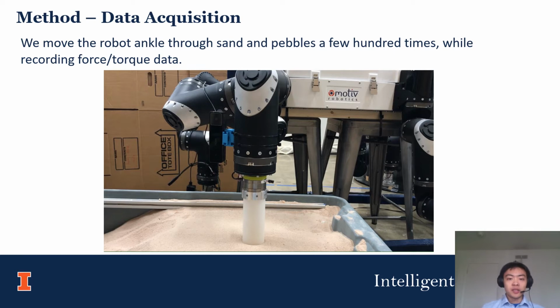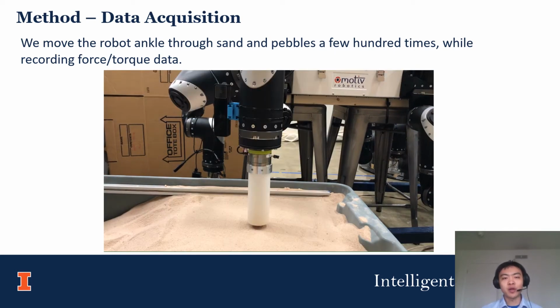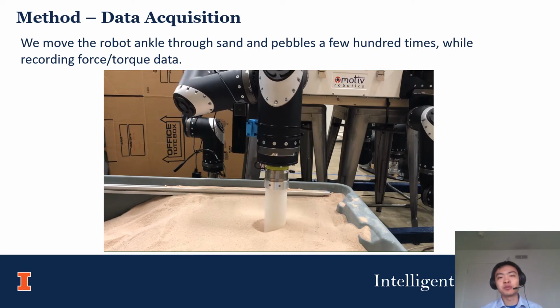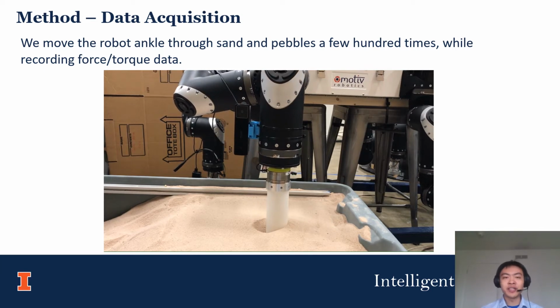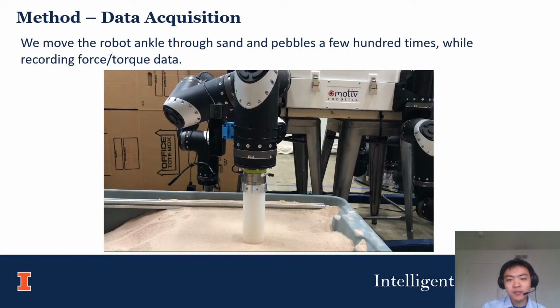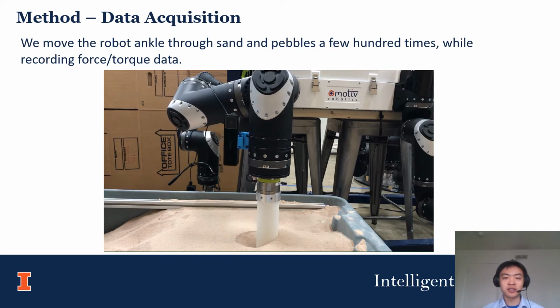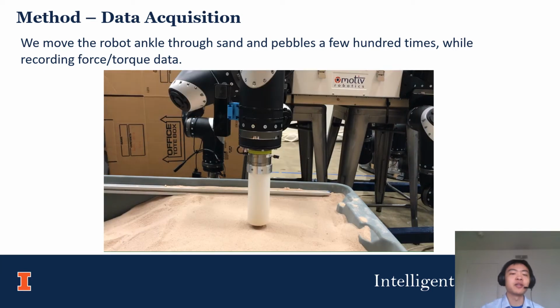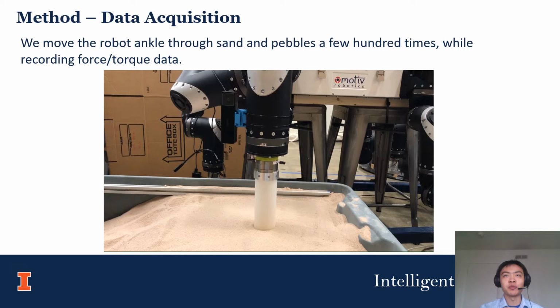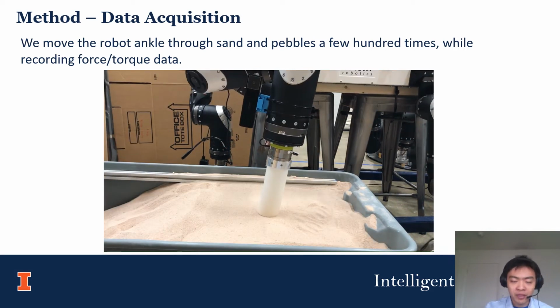So during data acquisition, we basically move the robot ankle through sand and pebbles a few hundred times, showing the video here, and while recording force and torque data. So we basically get the different force and torque data when we move in different directions in the sand, and when the ankle is placed at different angles and depth.